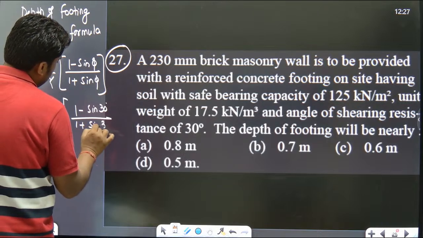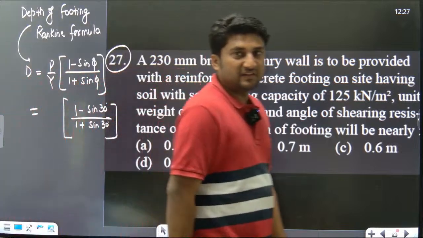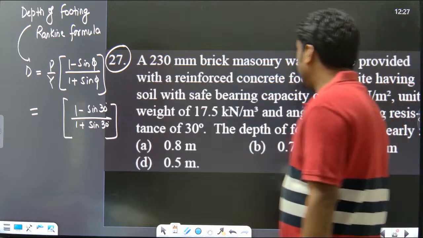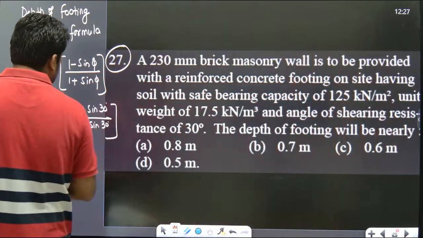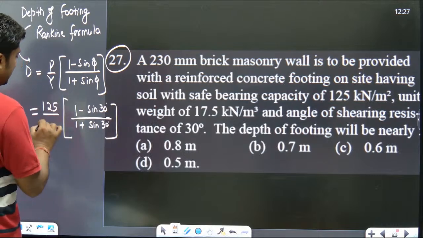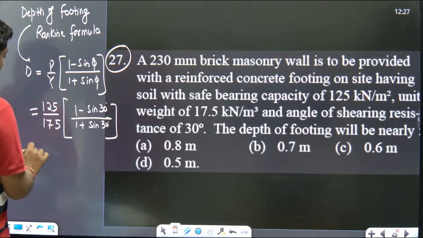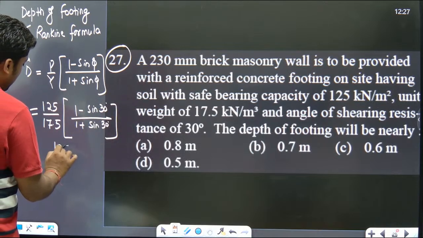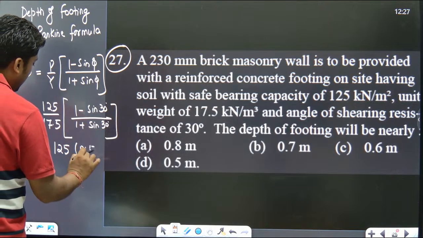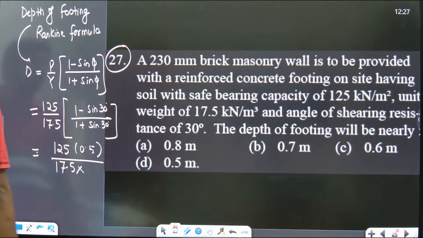Sine of 30 degree is very simple. What is P upon gamma? This is the safe bearing capacity as well as unit weight. In the question, safe bearing capacity is given as 125 kilonewton per meter square, and the unit weight is 17.5. So dimension wise this will come out to be in meter. Okay, so you can see 125. What is sine 30? Half. 1 minus half is 0.5. 0.5 upon 17.5, 1 plus half is 1.5.